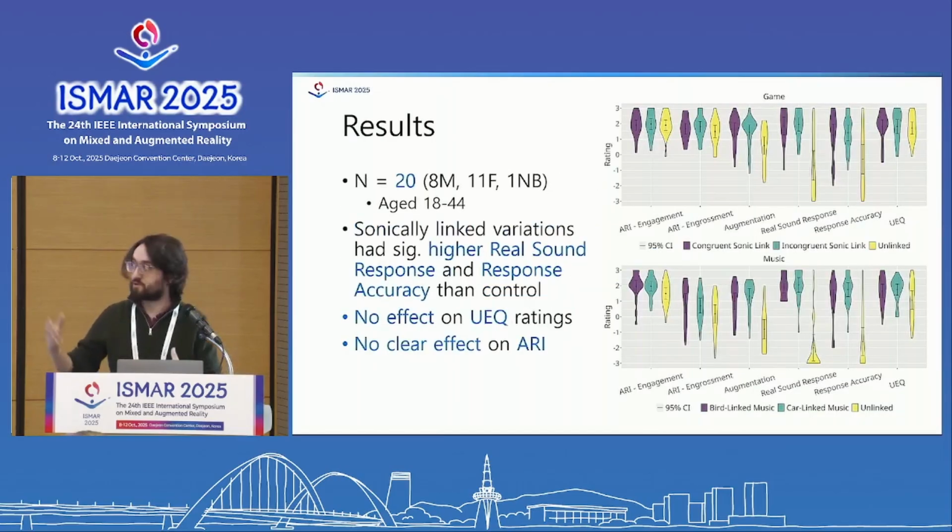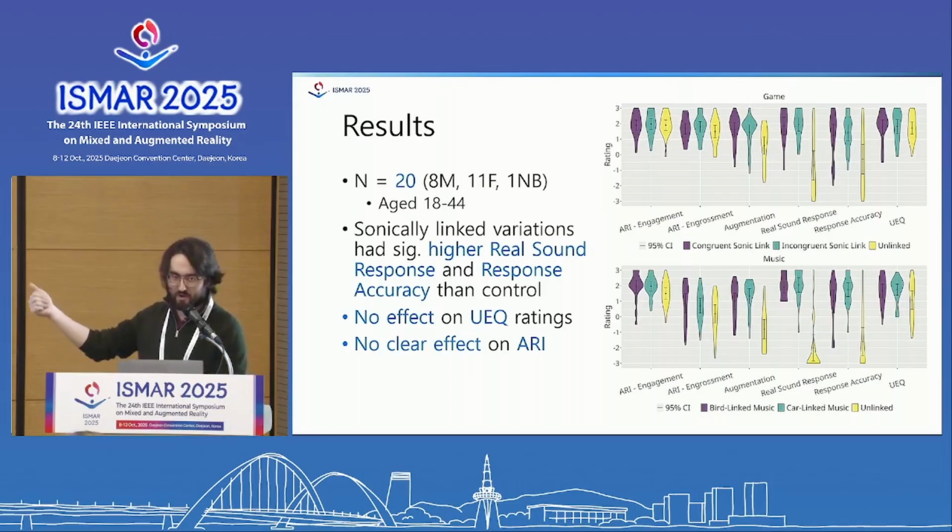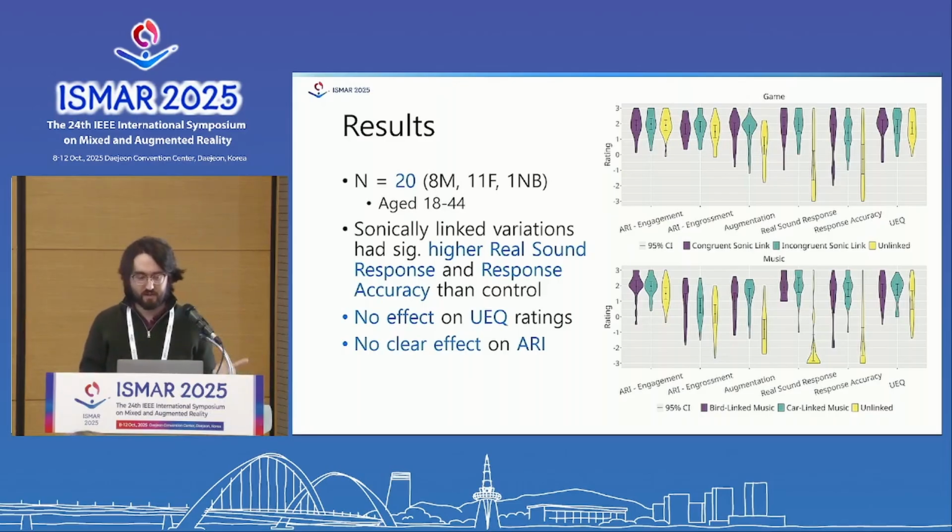So yeah, I don't have loads of time, so you can see the paper for full results. But effectively what we found, we had 20 participants. What we found is that our sonically linked variations had significantly higher real sound response and response accuracy ratings than our unlinked controls. So the system worked the way it was supposed to. It did respond to the real world sounds. We didn't find any difference on UEQ or ARI ratings.